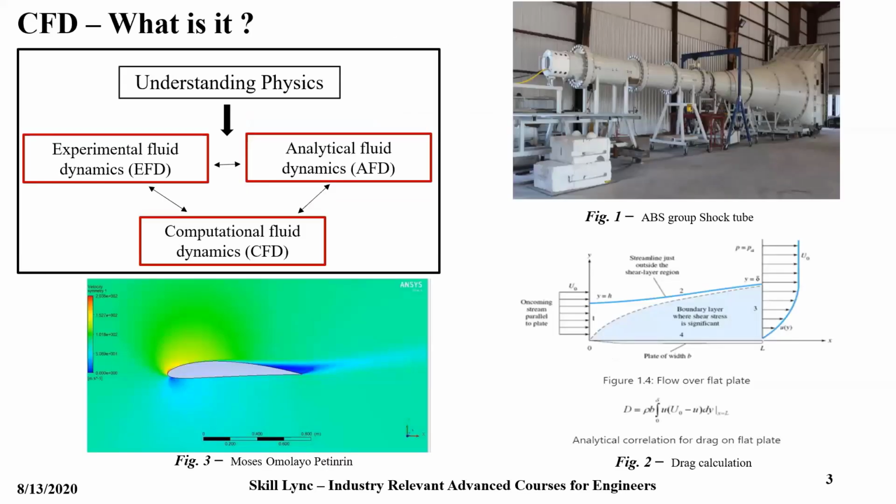So what is CFD? To be able to understand that, if you look at the physics, like I said, we have experimental fluid dynamics, we have analytical fluid dynamics, and we have computational fluid dynamics. So it is not meant to replace anything. It is only meant to coexist as an add-on. To understand what is CFD, we understand how it falls into the picture completely. So moving on, we will be looking at experimental fluid dynamics, which is the first portion of the physics, and then how it correlates with analytical fluid dynamics, that is AFD, and then we will go to CFD.